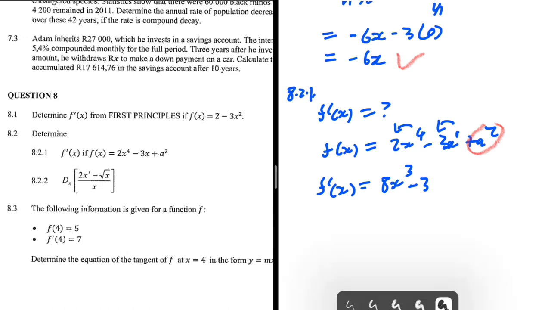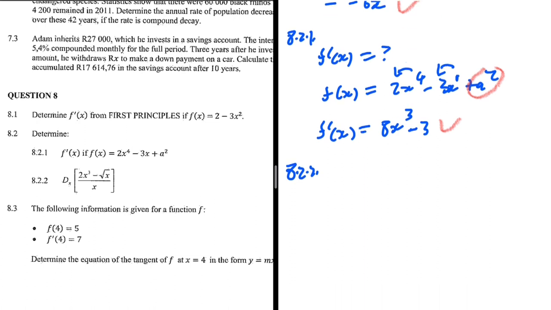So f prime of x is equal to 8x to the power 3 minus 3. a squared becomes 0 because it is a constant. Or at least we're not differentiating with respect to a. We're differentiating with respect to x. So a squared will be 0 because of that. Right, that is 8.2.1.